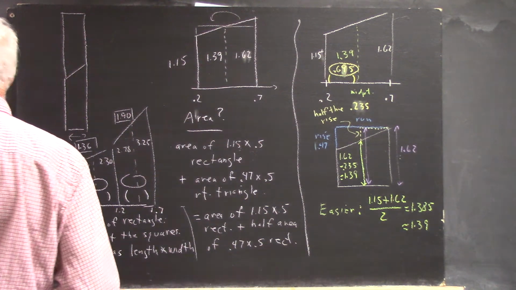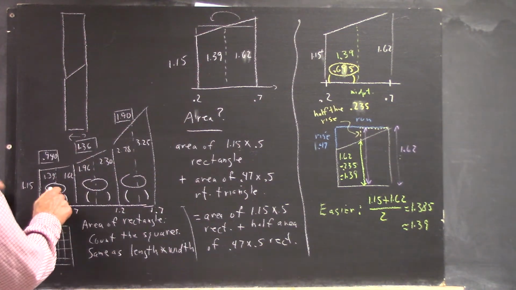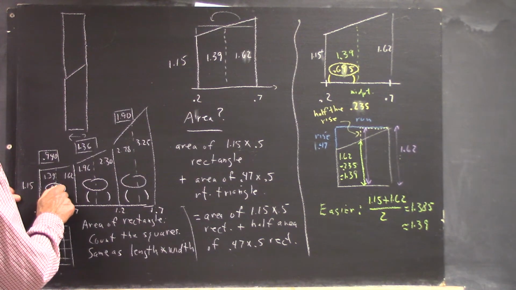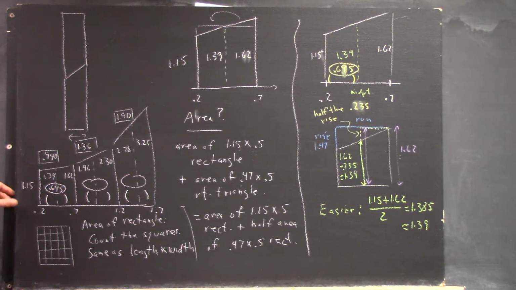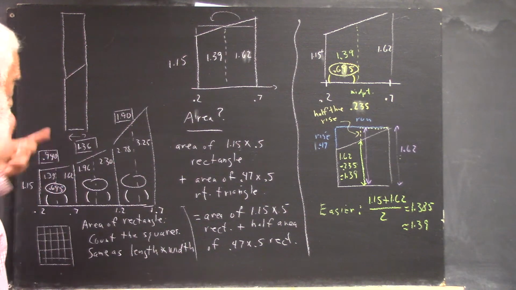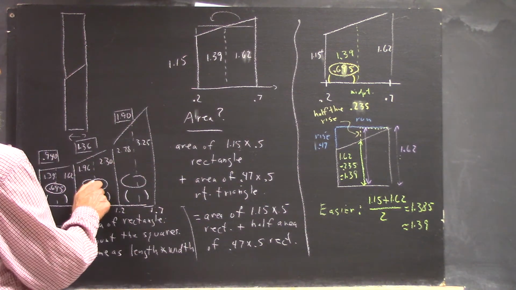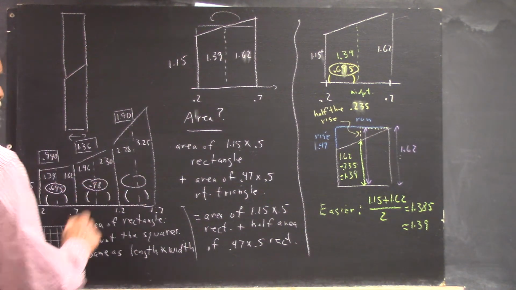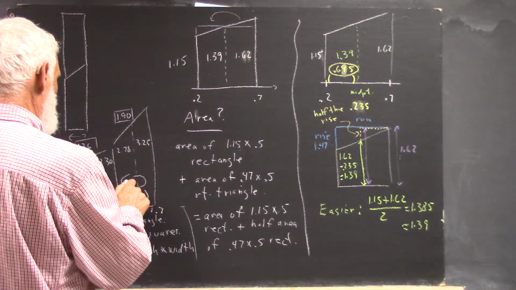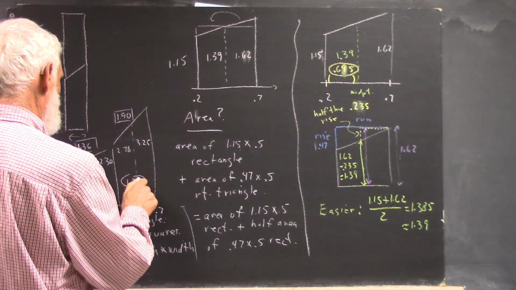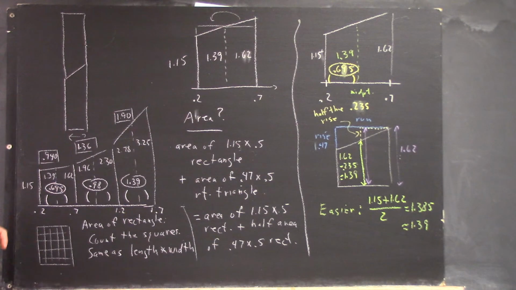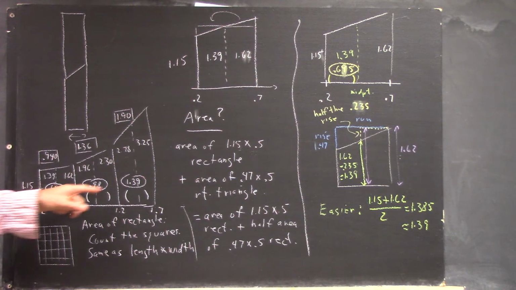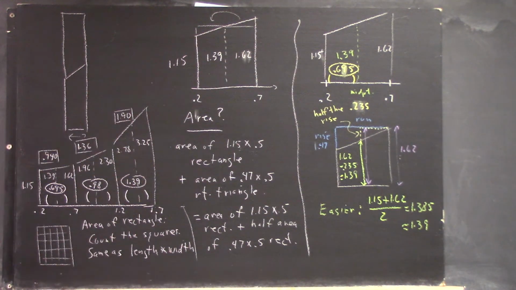Well then we have the areas, and this one comes out 0.695. And this one, 1.96 times 0.5 is 0.98. And this one's going to be 1.39. Am I right? Now, these are the areas, these are the slopes.